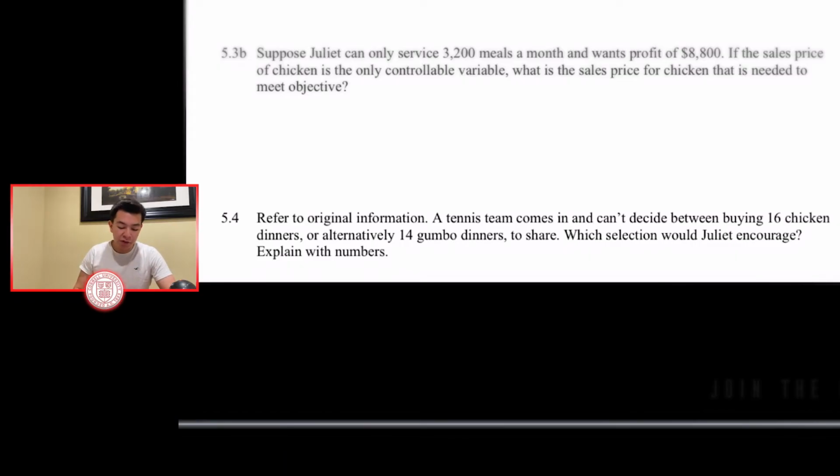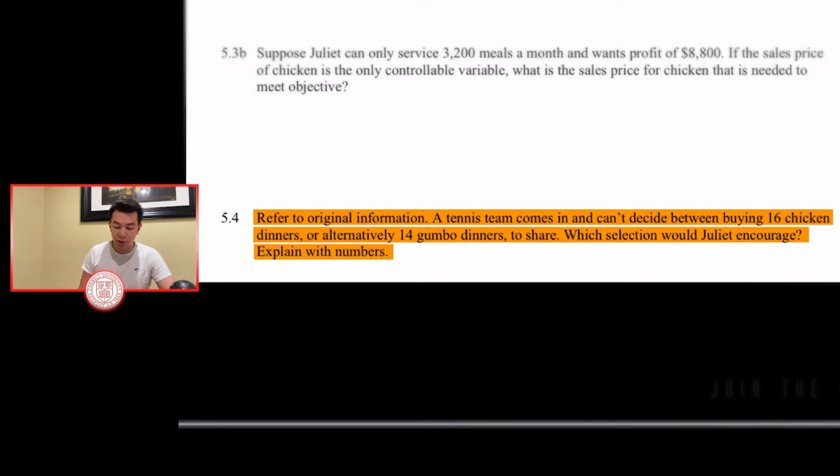So for the final part of this question, it says refer to the original information. A tennis team comes in and can't decide between buying 16 chicken dinners or alternatively 14 jumbo dinners to share. Which selection should Juliet encourage? Explain with numbers. At first glance, you would say, hey, we should sell the chicken dinners, right? Because we're selling 16 instead of 14.